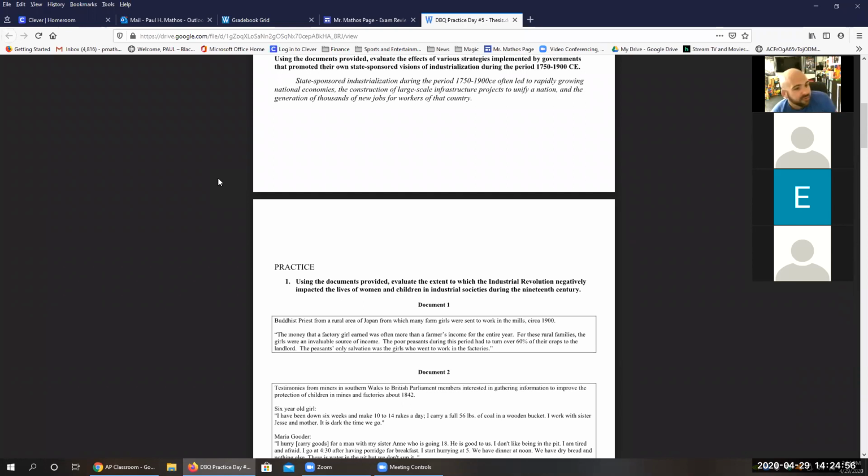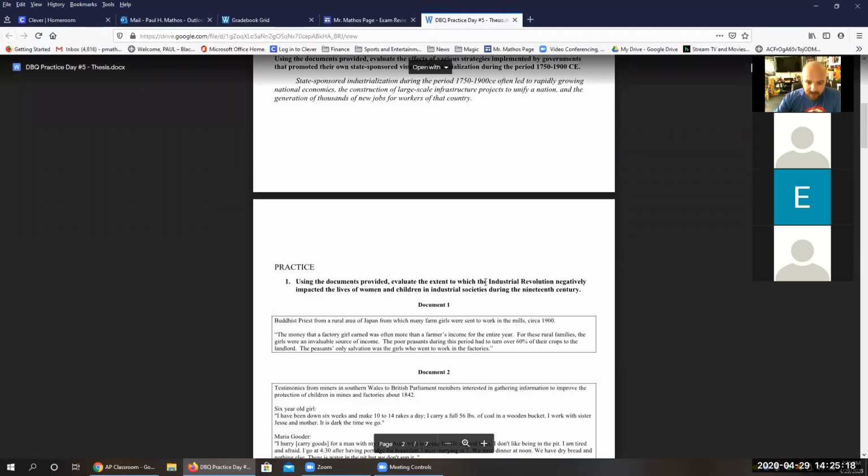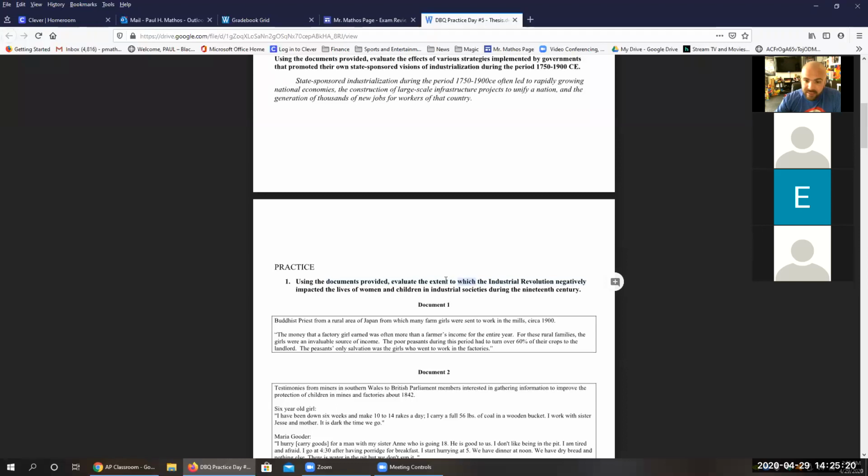Khan, what's the purpose of having a counterclaim in your thesis? What it does is allow you to still use those documents, and sometimes having a counterclaim can strengthen your argument because you're saying, hey, to the extent, all these things happen. Yes, it came with this, but this is more important. This is the big part of it, and that's where you actually answer the question: evaluate the extent to which they negatively impacted the lives of women and children. You're saying, well, it starts off as this, but this is the main part. It really strengthens your argument there, Khan.